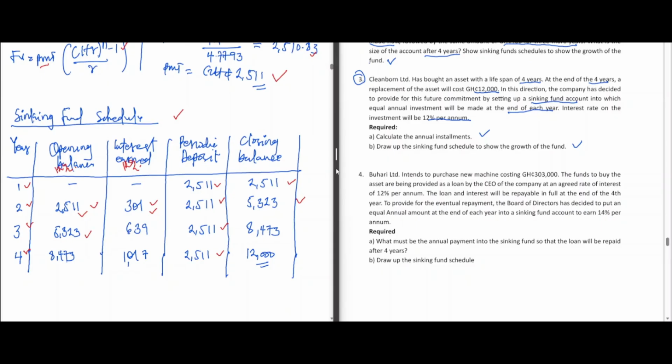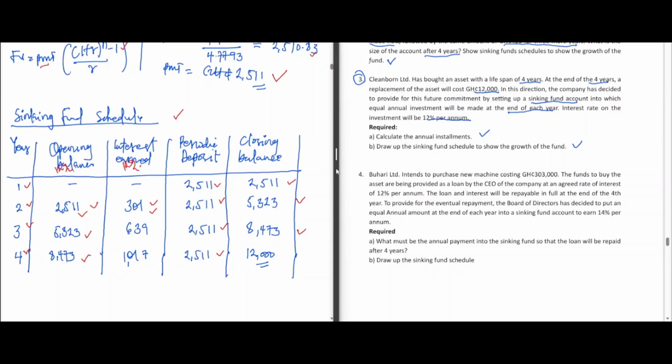So this 5,323 Ghana cedis will now become our opening balance for year 3. Then we'll calculate 12% interest on it. So we'll now get an interest of 639. And we'll make a periodic deposit for year 3, which is 2,511. So when we add 5,323 plus 639 plus the annual installment of 2,511, we'll now get our closing balance of 8,473, right? So this 8,473 will now become the opening balance for year 4.